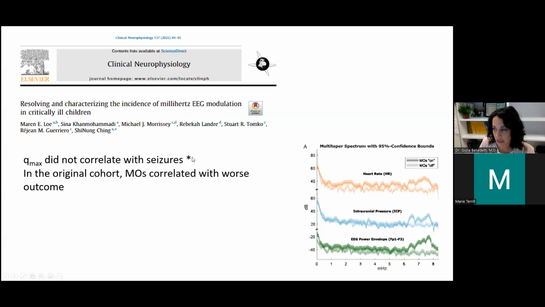Interestingly, it did not correlate with seizures, but it did correlate with worse outcomes, having strong macroperiodic oscillations. They had one patient who had an ICP monitor in, and they did find a similar oscillatory pattern in the ICP, intracranial pressure. And so that could be a hint as to where these rhythms are generated from, but more work is needed.